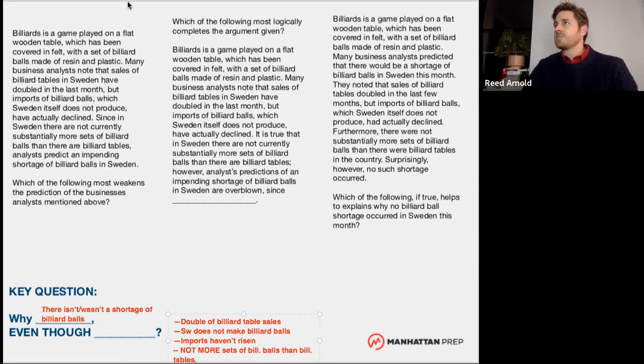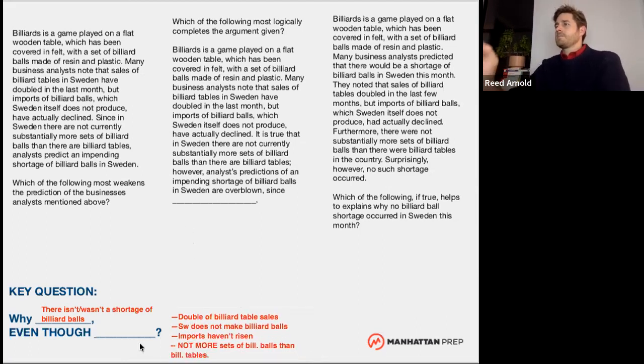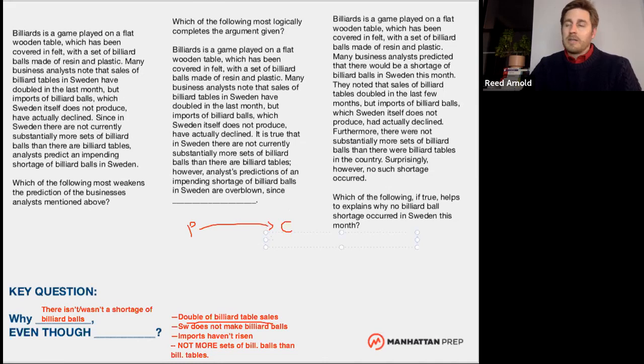That last bit's a little, I mean, it is a premise, but I think the first bit is the big one here. We want to specify why we didn't see a shortage of billiard balls, even though there was a doubling of billiard tables in Sweden in the last few months. Ultimately, that's the kind of premise conclusion that's been set up. In each of these situations, someone expected an increase or a shortage of billiard balls. Again, this is kind of silly. Why? Because there's been a doubling in sales of billiard tables.